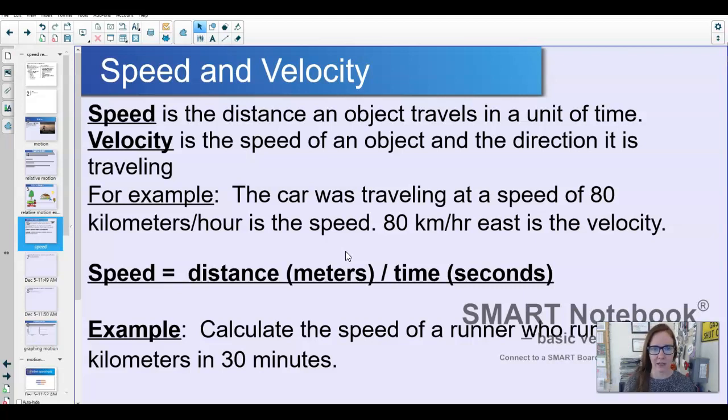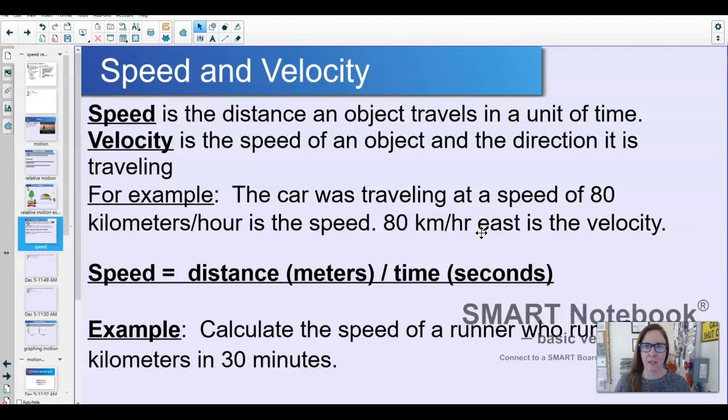I do want to bring in another concept. In physics, the words speed and velocity are two different concepts. We often use them interchangeably in day-to-day life, but they are two different things. The velocity of an object refers to its speed, which we would think of, but also its direction. So if you were to describe something's velocity, you would always include its direction. Here I have an example. The car was traveling at a speed of 80 kilometers an hour, but its velocity was 80 kilometers per hour east.